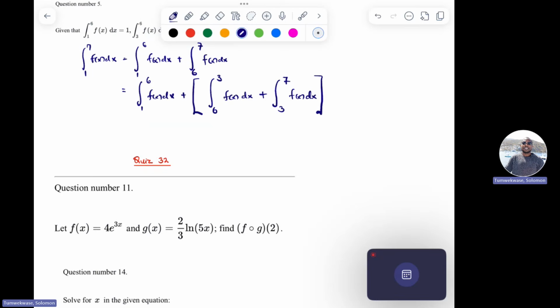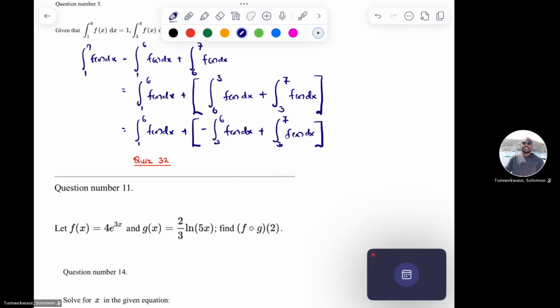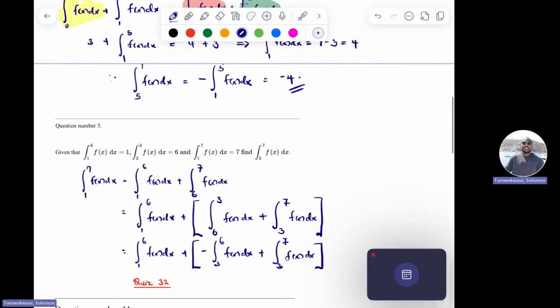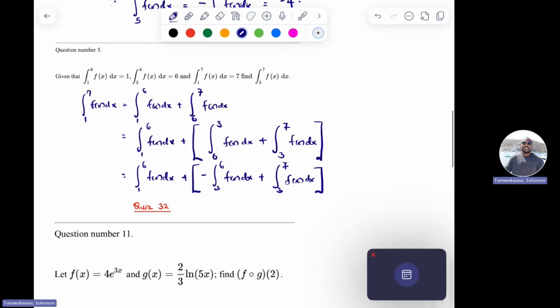Okay, so I can then write this as the integral from 1 to 6 of f of x dx plus, now this guy I can put a negative and switch the limits, so the integral from 3 to 6 of f of x dx, then plus the integral from 3 to 7 of f of x dx. And I have everything, so I can just substitute. So remember, this is the integral from 1 to 7 of f of x dx.